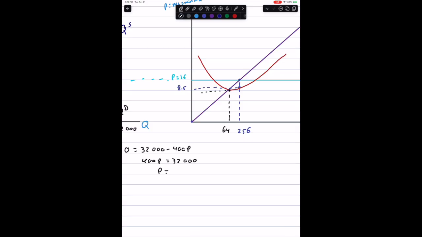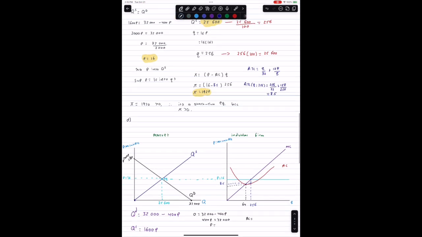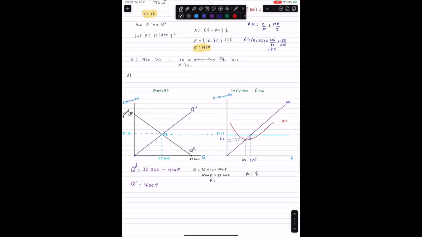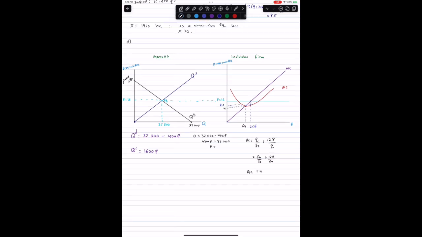Well, what's the price at this point? We know average cost is equal to, what was it? Q over 32 plus 128 over Q. If we just sub 64 into this, we'll get 64 over 32 plus 128 over 64, and we'll get 4. So we know that average cost is 4 when we produce 64 units, and that's the minimum point. Perfect. I apologize if that was a little bit confusing.